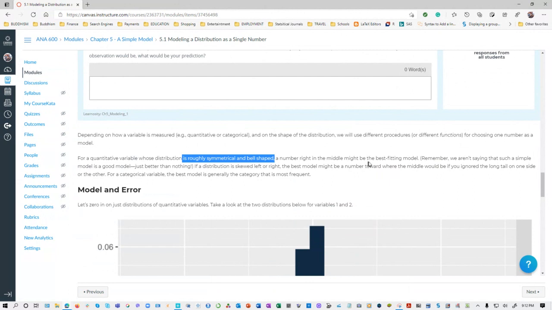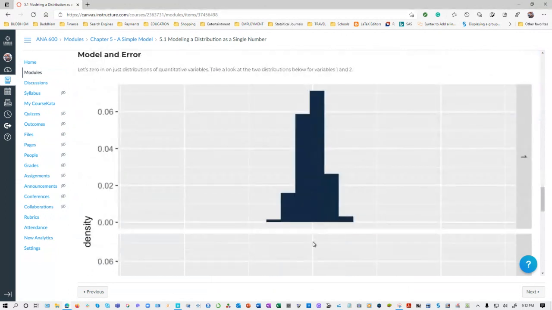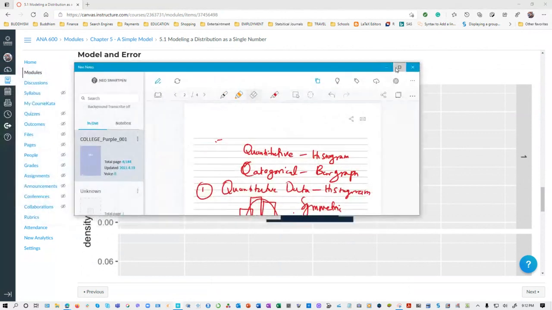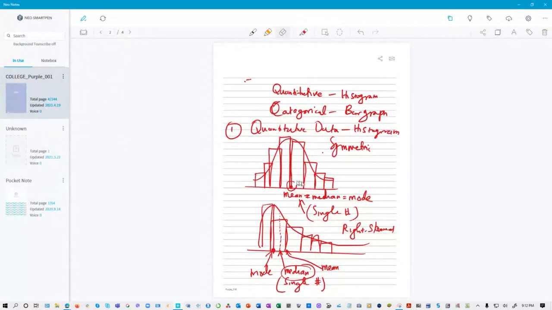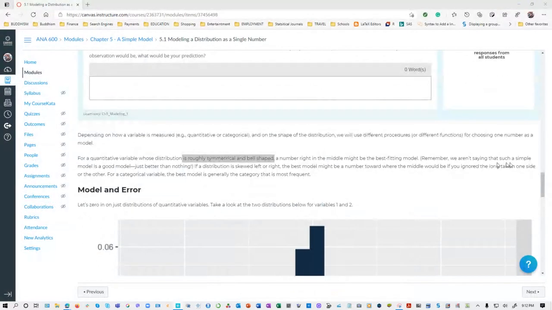a number right in the middle might be the best fitting model. The number in the middle would be the best fitting model. You know that most of the data is clustered at the center. In that way, they think the mean would be the best one, in a bell shape that is symmetric. And if a distribution is skewed, the best model might be a number where the middle would be. You ignore the long tail on one side or the other.